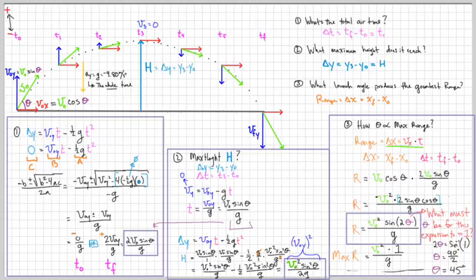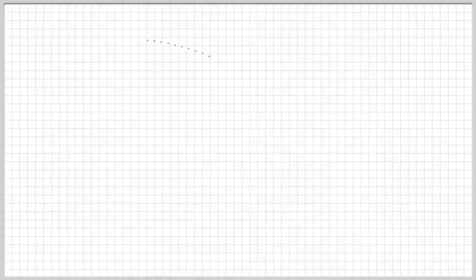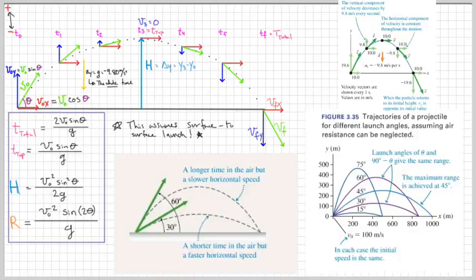We also have values that are complementary, such as a 30-degree launch angle and a 60-degree launch angle. And so here I've brought up our 4 equations that we just talked about.